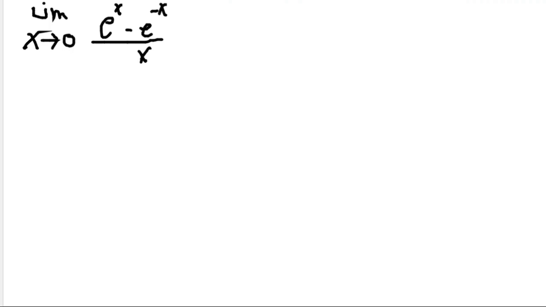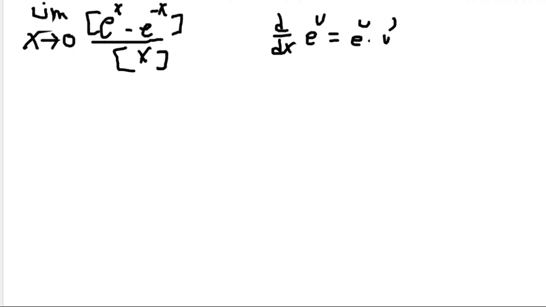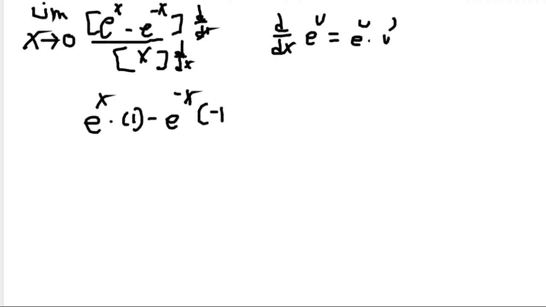This is different from the other one because here we have base e, which is Euler's number. The derivative of e raised to the u is e raised to the u multiplied by u prime. We're not going to put the natural log of a because the natural log of e is just 1 and cancels. The first step is to take the derivative of the numerator and the denominator. So we have e raised to the x multiplied by 1, minus e raised to the negative x multiplied by negative 1, and the derivative of x is 1 on the denominator, so we're not going to write it.